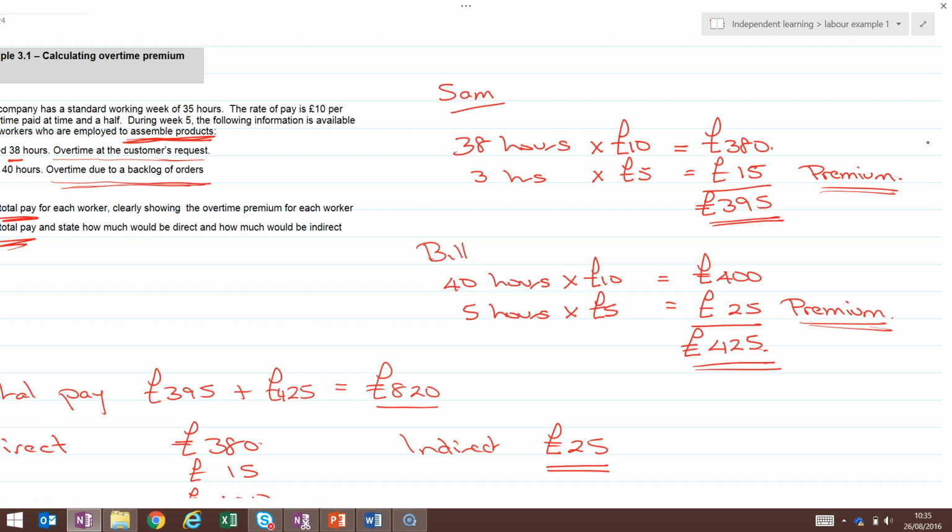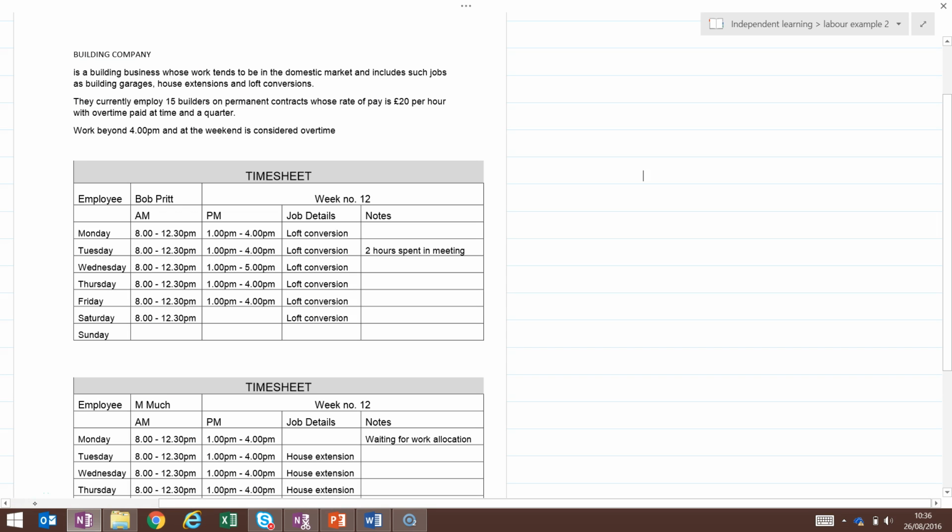So that's the first example. I'm going to now turn to a more complicated example, and we're going to work through that one. Right, so here we have a building company. They're a building business who work in the domestic market and include jobs such as building garages, house extensions and loft conversions. They employ 15 builders on permanent contracts.